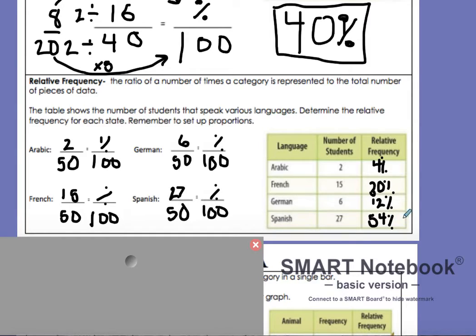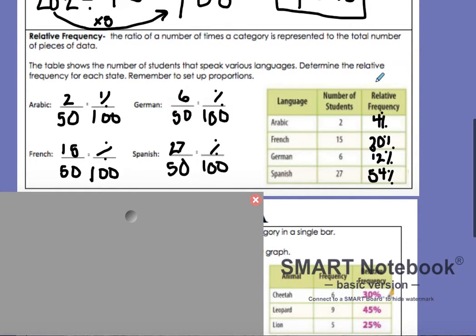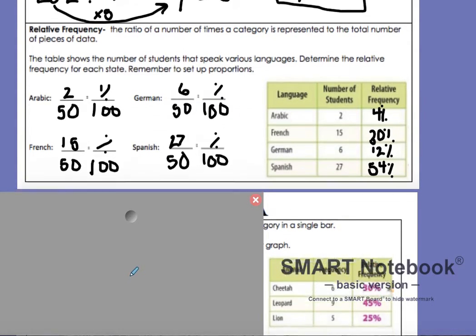And remember that percent could also be represented as a decimal, being like 4 hundredths, 30 hundredths or 3 tenths, 12 hundredths, or 54 hundredths. So relative frequency could also be displayed in hundredths instead of in percents.